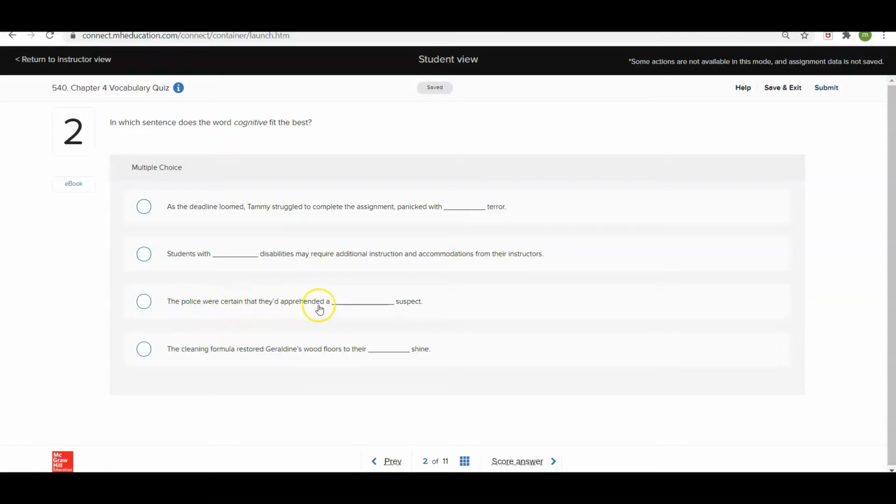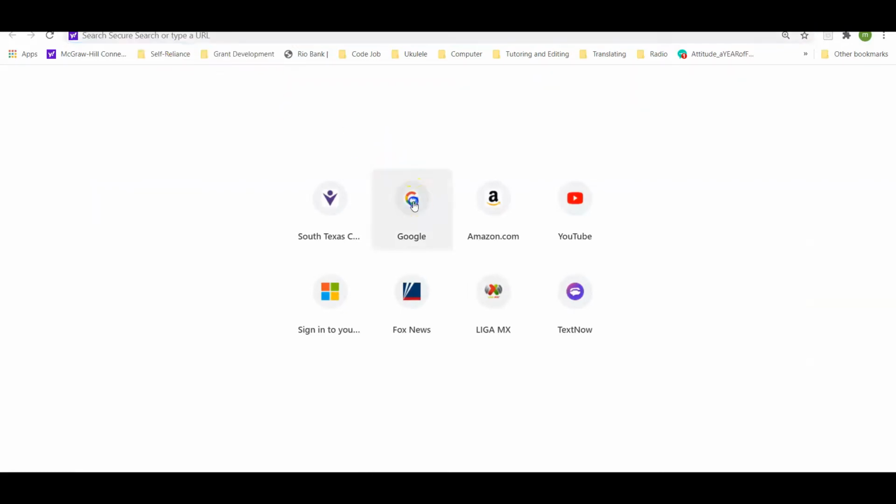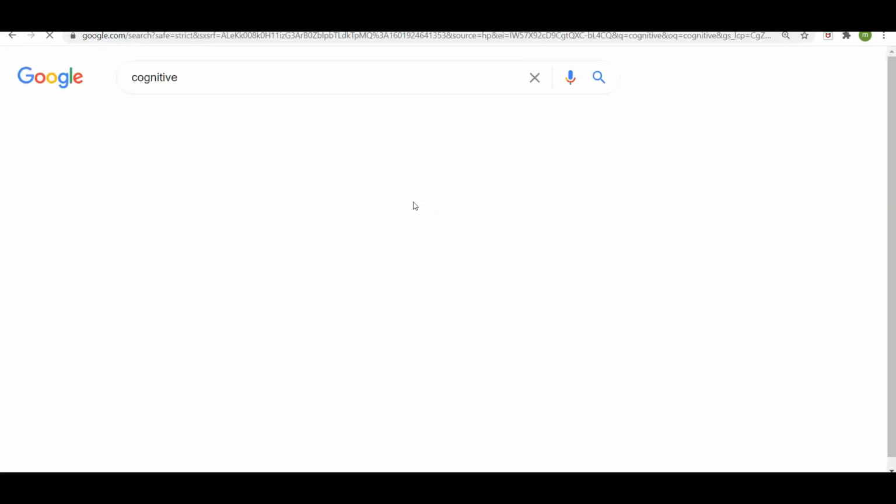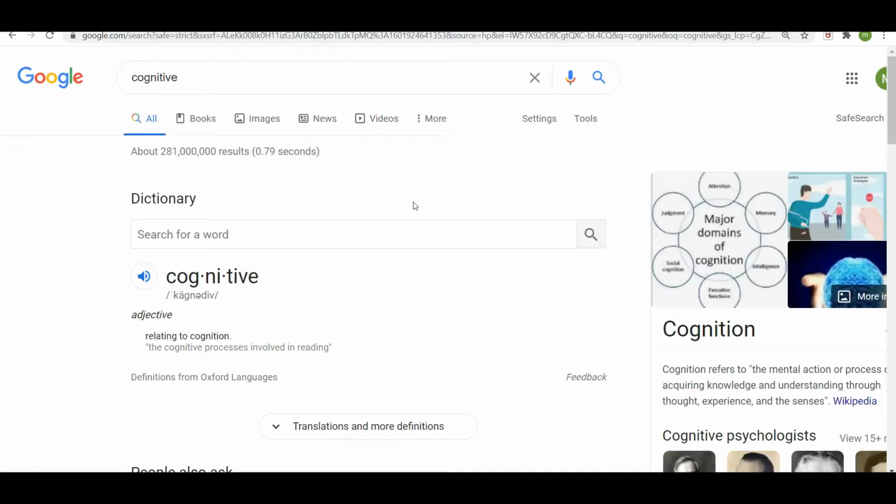The police were certain that they had apprehended a cognitive suspect. No, that doesn't make sense. The cleaning formula restored Geraldine's wood floors to their cognitive shine. Be careful. Sometimes a word sounds fancy, but it makes no sense, right? Now, again, I know the word, all right? Especially in my line of work. But notice how I still checked every option, and I'm not pretending I always do that, even if I'm sure of the answer. Just in case what I think I'm sure, but I really shouldn't be sure.